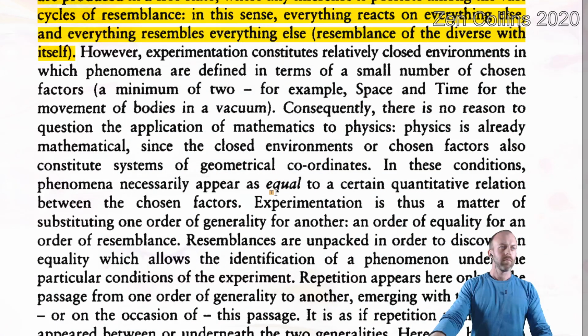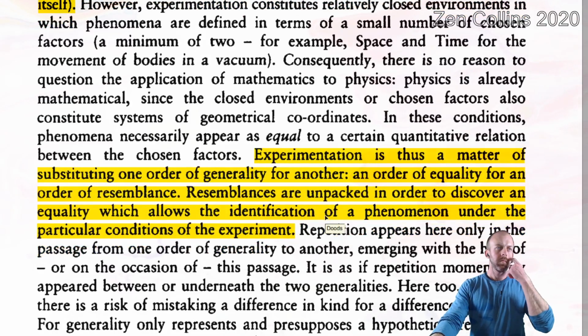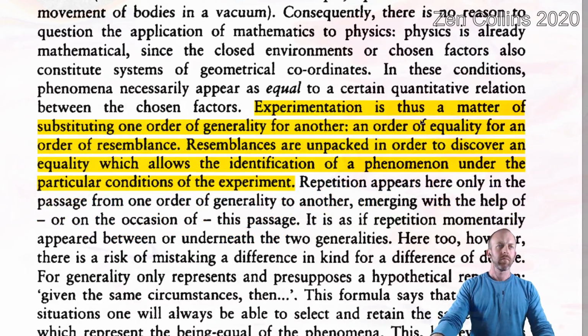Experimentation is thus a matter of substituting one order of generality for another, an order of equality for an order of resemblance. Resemblances are unpacked in order to discover an equality which allows the identification of a phenomenon under the particular conditions of the experiment. Repetition appears here only in the passage from one order of generality to another, emerging with the help of, or on the occasion of, this passage. It is as if repetition momentarily appeared between or underneath the two generalities.